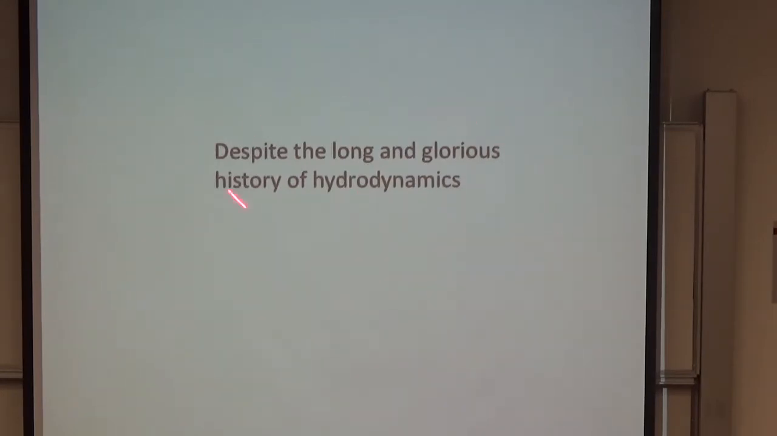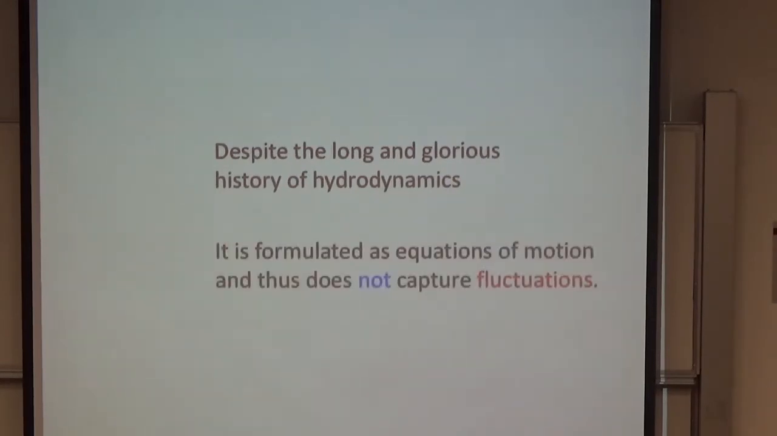But despite this long glorious history of hydrodynamics, hydrodynamics has some defects. One of the most important defects is that hydrodynamics is formulated as an equation of motion, because it's just the conservation of energy and momentum. But as we know, when you solve something just by an equation of motion, it's deterministic. There's no fluctuation. So hydrodynamics, as formulated, does not capture fluctuations.